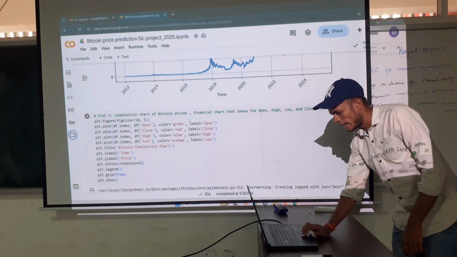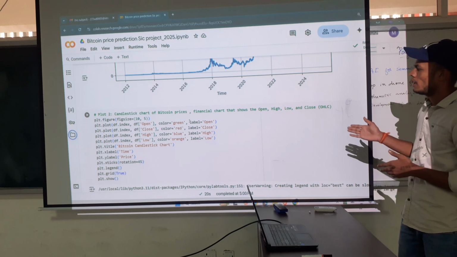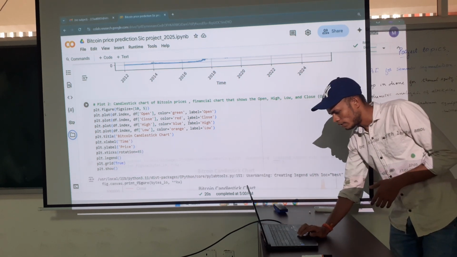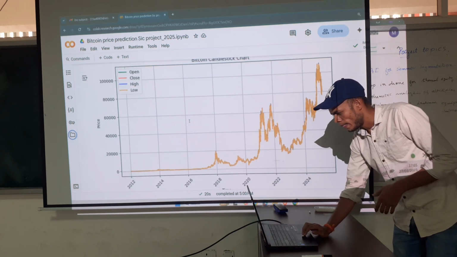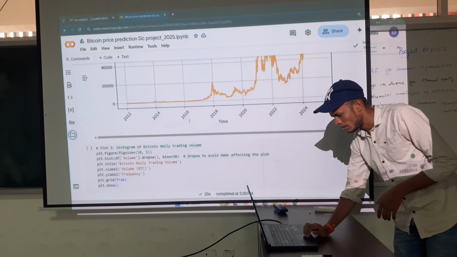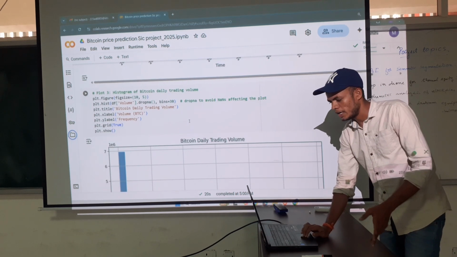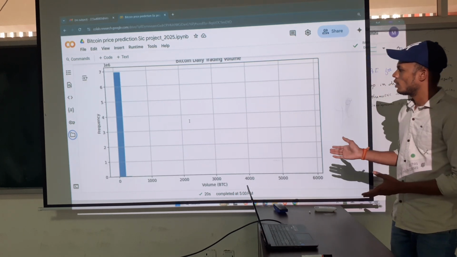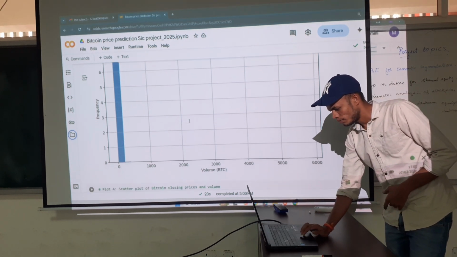This is the candlestick chart, a financial chart that shows the open, high, low, and close of the particular dataset. This is how the Bitcoin candlestick chart looks. We also plotted the histogram of Bitcoin daily trading volume, and this is how the daily trading volume for that dataset looks.